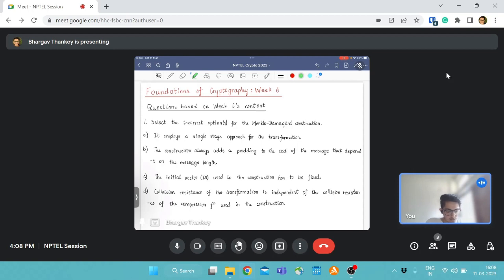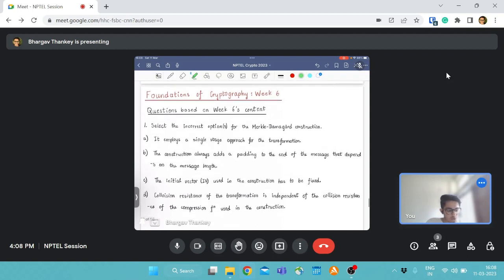Okay. Yeah, so coming back to this question, let's go over the options one by one. The first option is it employs a single stage approach for a transformation. Well, this is incorrect because it uses two stages. The first stage is the construction of a collision resistant compression function, and the second stage is to use this compression function and domain extension to construct a collision resistant hash function. So option A is incorrect.